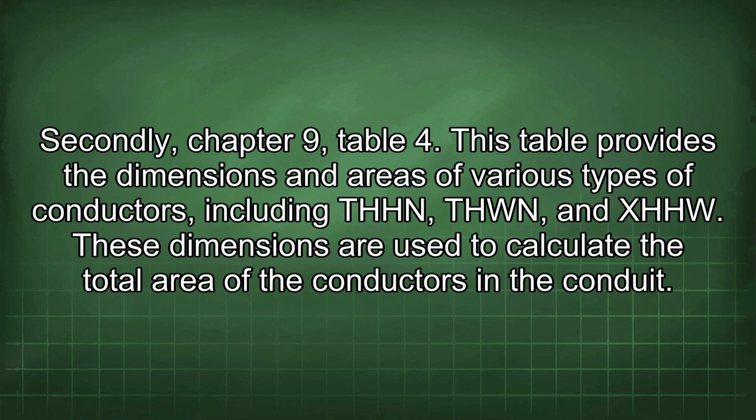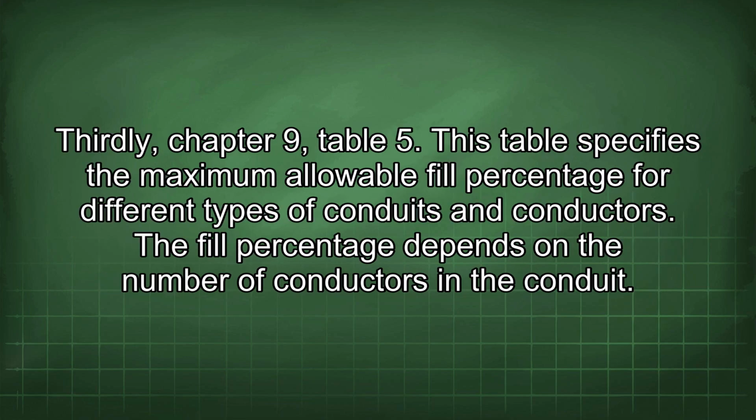Secondly, Chapter 9, Table 4. This table provides the dimensions and areas of various types of conductors, including THHN, THWN, and XHHW. These dimensions are used to calculate the total area of the conductors in the conduit. Thirdly, Chapter 9, Table 5. This table specifies the maximum allowable fill percentage for different types of conduits and conductors. The fill percentage depends on the number of conductors in the conduit.